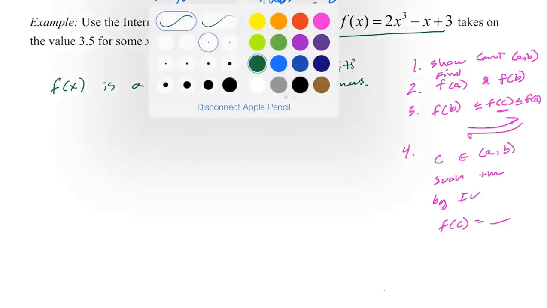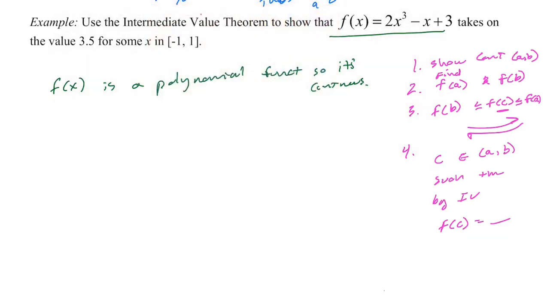That part's done. Now off to the side here, I'm not going to put this in my main part of my answer. I'm going to do a little work. Let's see what our two endpoints give us. If I do f of negative 1, it's 2 times negative 1 cubed minus negative 1 plus 3. So I get negative 2 plus 1 plus 3, which is 2. So f of negative 1 equals 2.